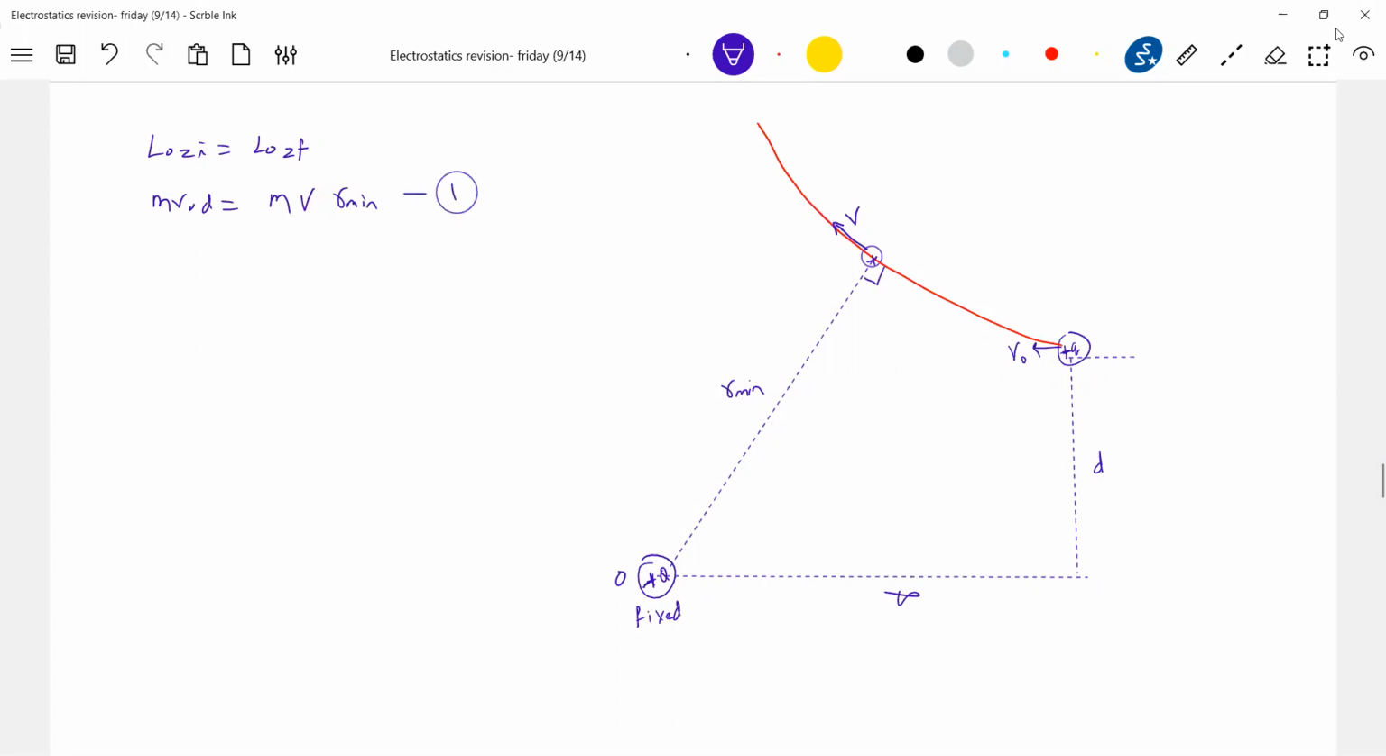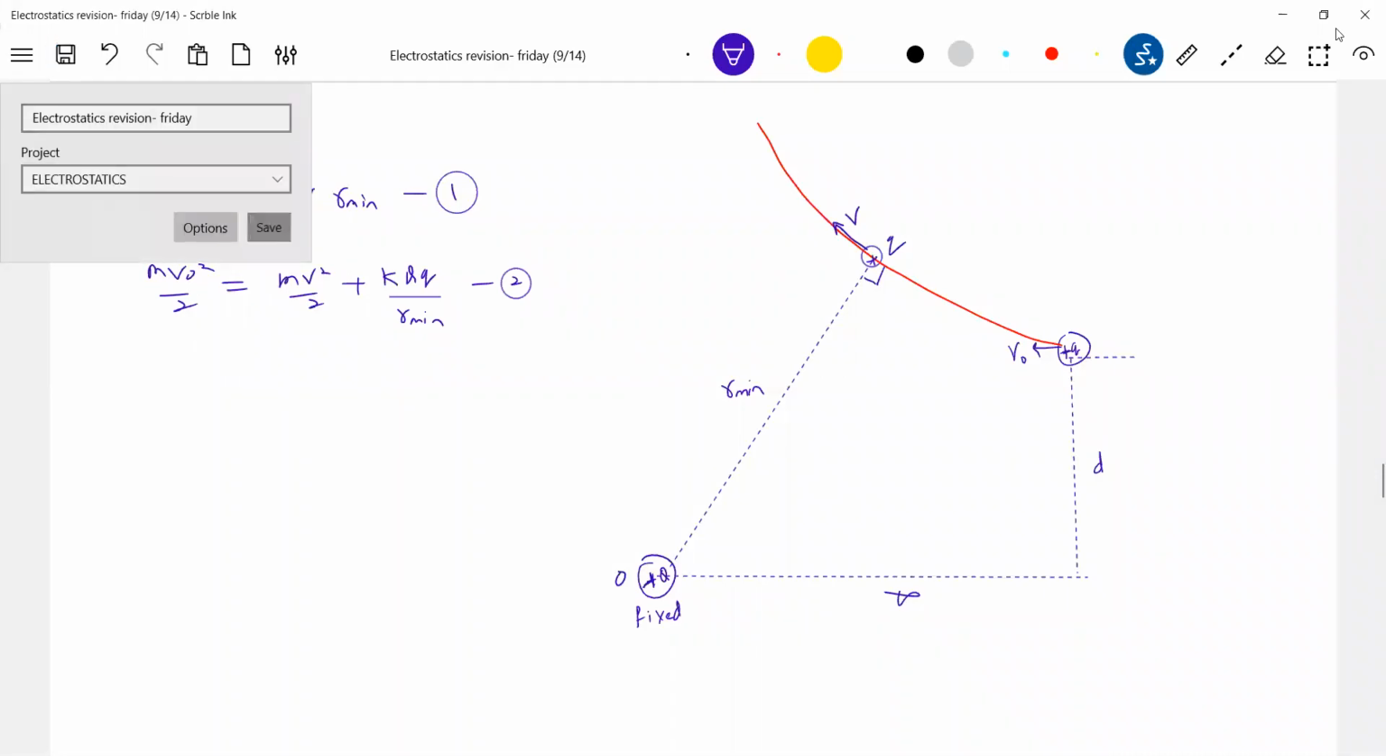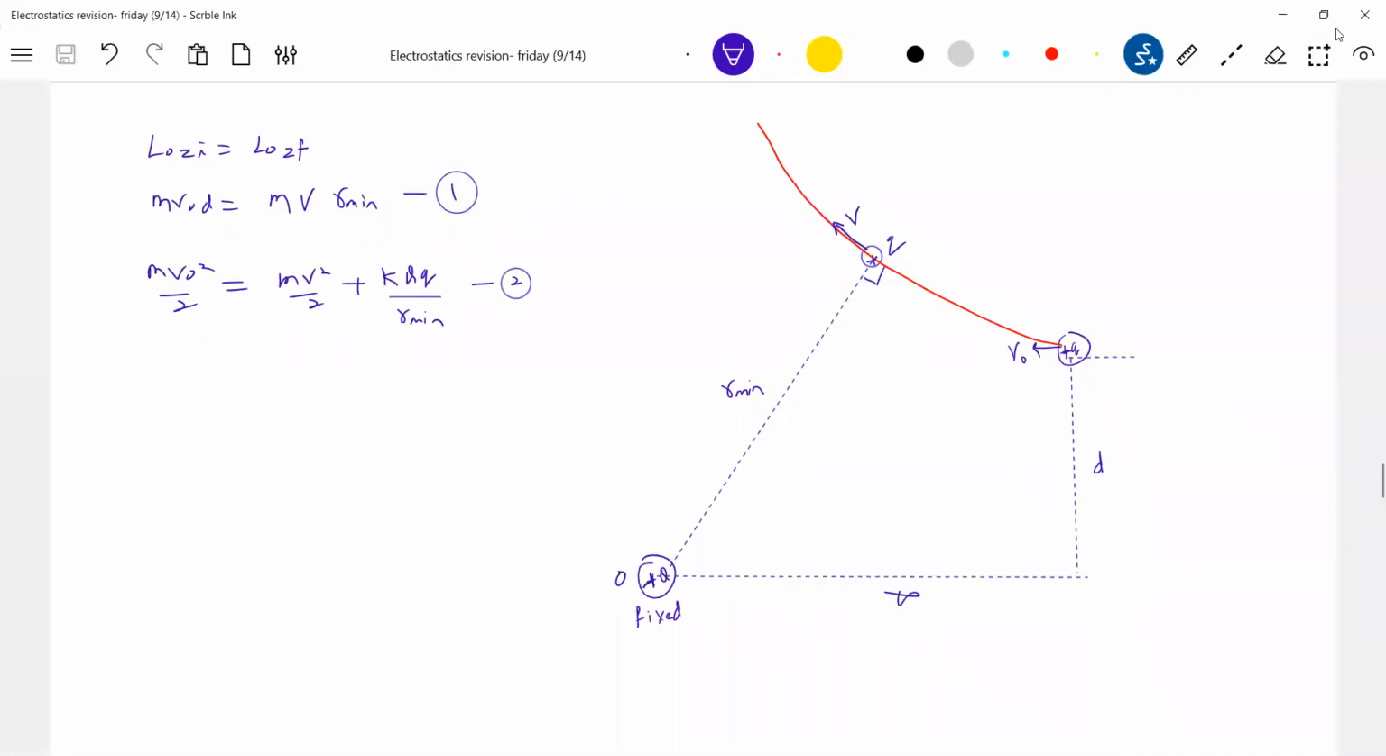Next, again, interaction potential energy. So the initial total mechanical energy should be conserved. So m v naught squared by 2 should be equal to m v squared by 2 plus k Q q by r minimum. Solving these two, we will get the required answer. Again, check the advanced paper, mains paper. We don't have any problems like this, but there is a possibility of asking. So just recollect.